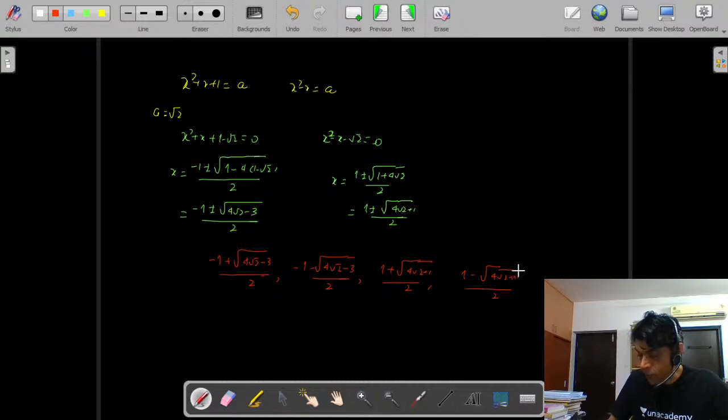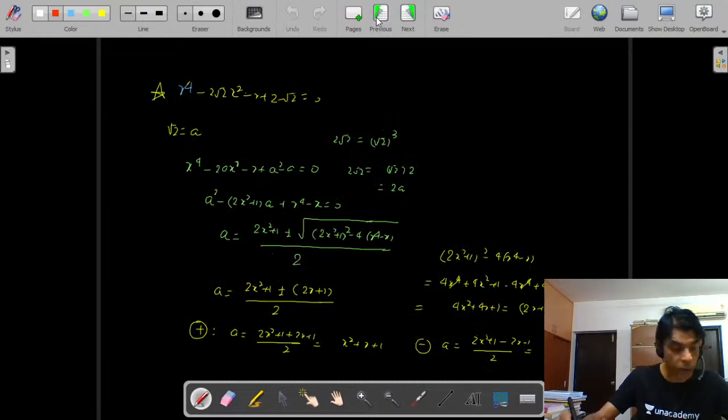So you got 4 roots, and all 4 are real. See, all 4 are real. So that's the advantage, that all 4 became real. So is that clear? Let's review what we actually got.